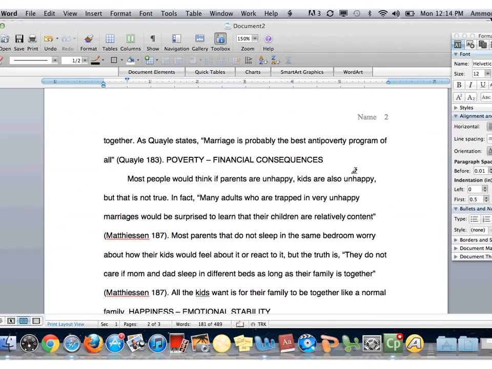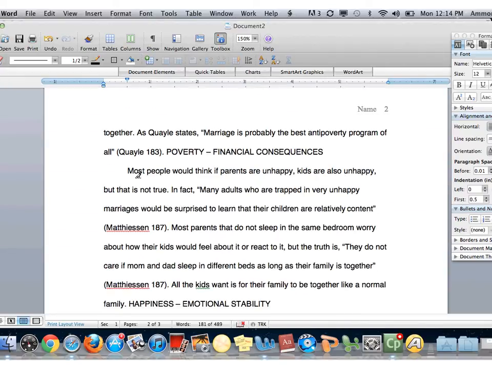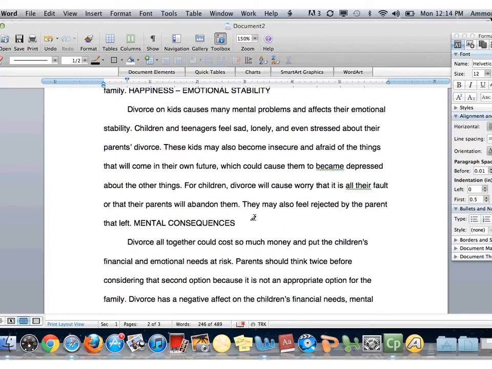Now the next paragraph is emotional stability. Most people would think if parents are unhappy, kids are also unhappy, but that is not true. That is what she focused on and proved throughout her paragraph. The last one should be about mental consequence. Divorce on kids causes many mental problems and affects their emotional stability. There we go. Okay, so there we have our topic sentences.